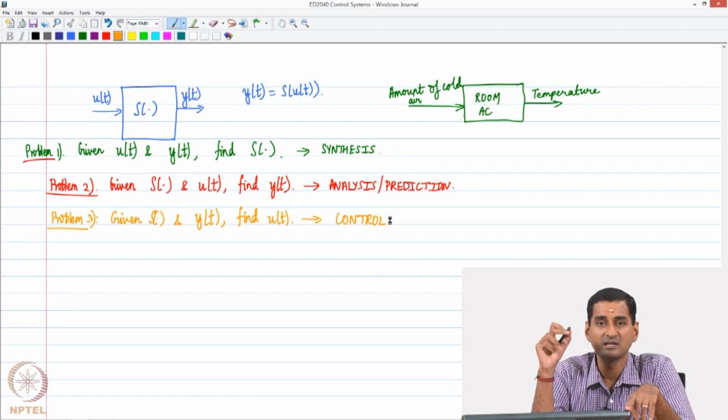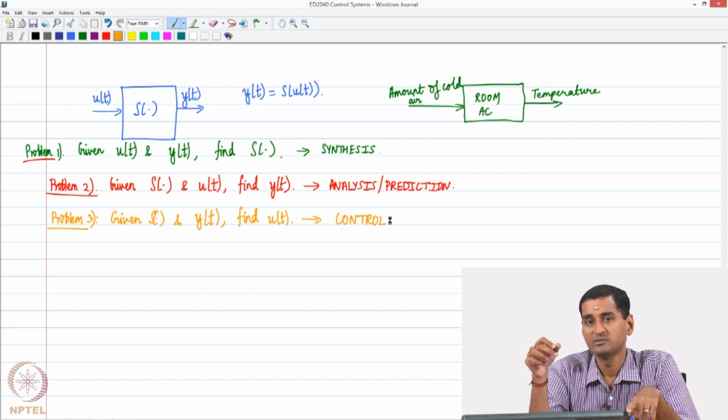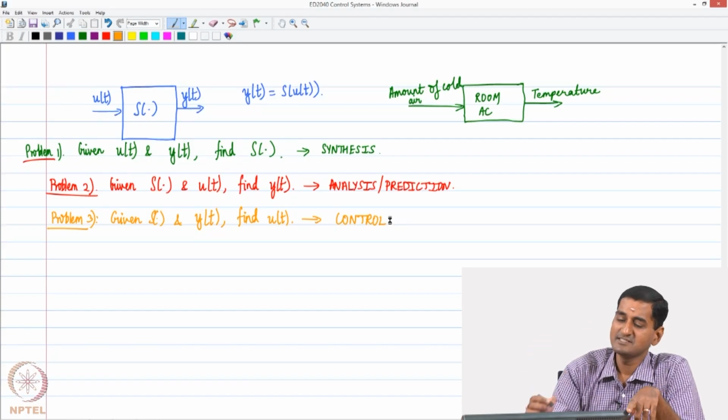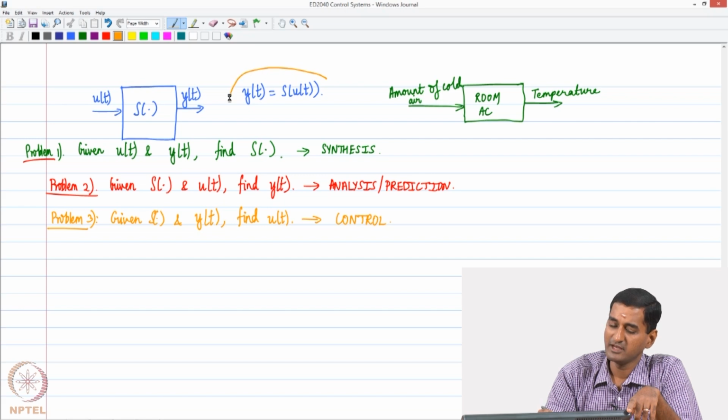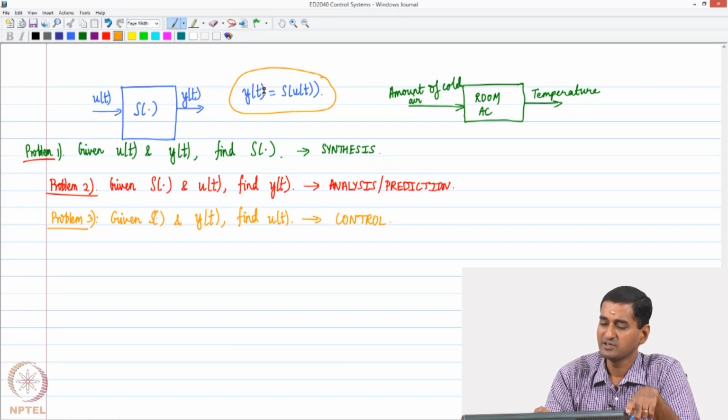So I know the mapping of the dynamic system, and I want a desired output. What is the input which I have to provide? In a certain sense it is the inverse of what we do in problem number 2. This mapping helps us find a y of t given a u of t. In the problem of control, given a y of t, I want to use this mapping to find what u of t will get me the output y of t.